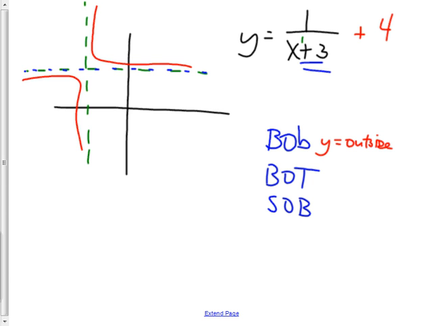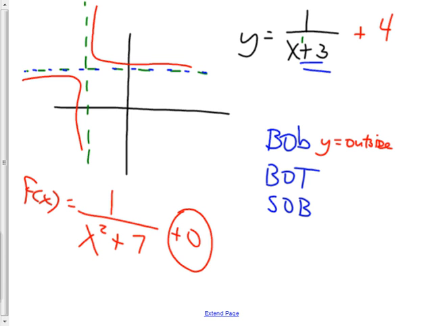Okay, so in this equation, it's bigger on the bottom, and therefore we use the rule that it's whatever's on the outside of the fraction. Y equals 4. Here's another one where it's bigger on the bottom: 1 over x squared plus 7. If this is my original function, then Bob tells me the rules. Is this a Bob, first of all? Yeah, it's bigger on the bottom, and therefore the y is on the outside. What's on the outside? There's nothing out there, so I can say plus 0, right? So it's y equals 0. There is an asymptote at y equals 0.